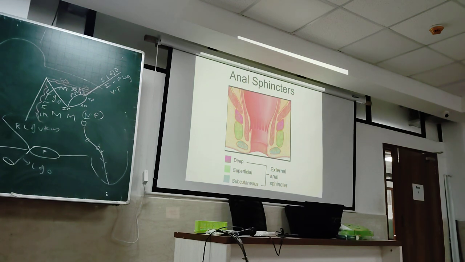What is missing here is the longitudinal muscle coat of large intestine. The circular muscle coat of large intestine has thickened to form the internal sphincter. The longitudinal muscle coat has not been shown here. It should be there between the external sphincter and the internal sphincter. This longitudinal muscle, when it reaches the subcutaneous part, splits into multiple strands and penetrates through the subcutaneous sphincter to be attached to the skin around the anal region.